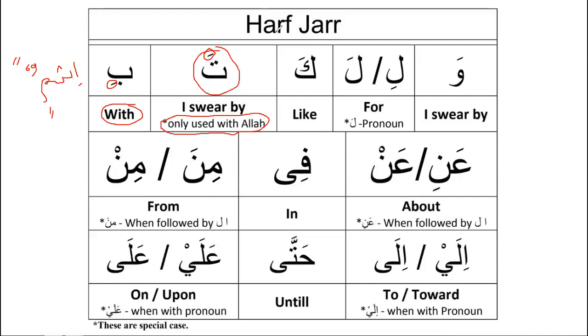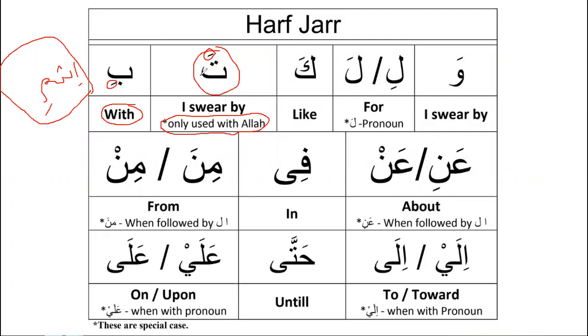Ba is a harf jar, so it will make the next word after it jar status. So what is the jar status of ism? Ismin, or we can simply say ismi. We can make it lighter and say bismi. This is the first sentence of the Quran, Bismillahir Rahmanir Rahim. See the ba over there. Ba makes the next ism in jar status.